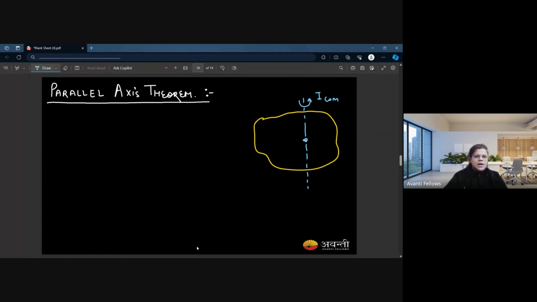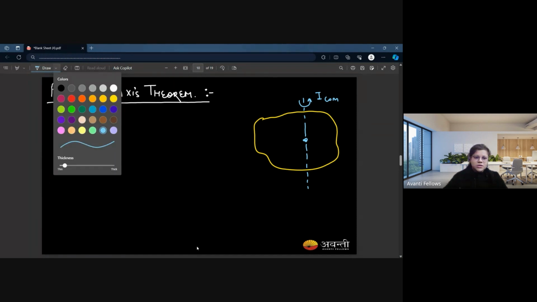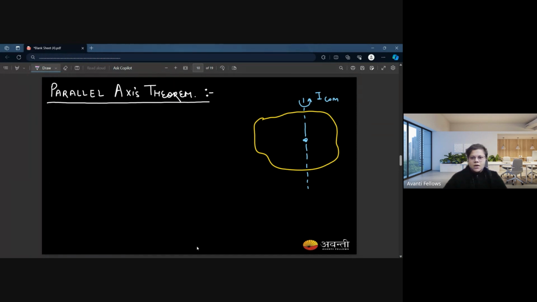And there would obviously be another axis which is like this. The distance in between these two axes is a. So the statement goes like this, that I is equal to inertia about center of mass plus M, that is, the mass of the body, multiplied by a square.